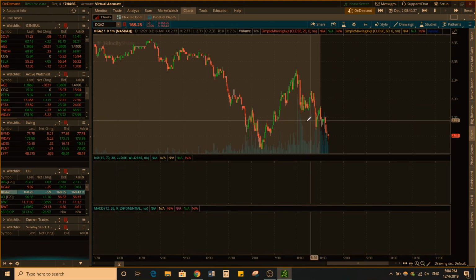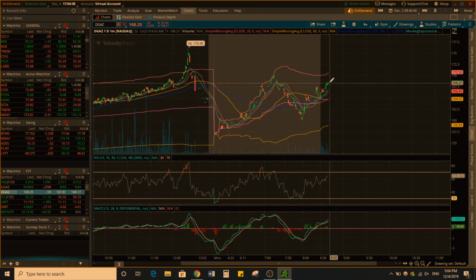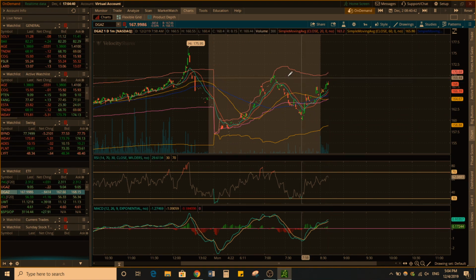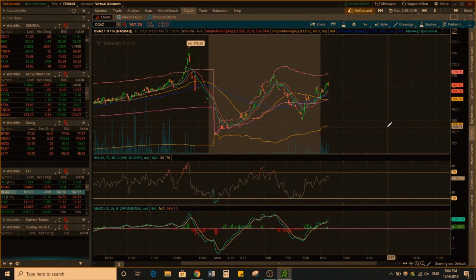DGAS is very overextended. It's almost back to this peak here. I'm kind of tempted to trade UGAS because I know that DGAS is very overextended. But I'm going to refrain from doing that because I don't want to trade against the pattern. I'd rather play it safe for now.